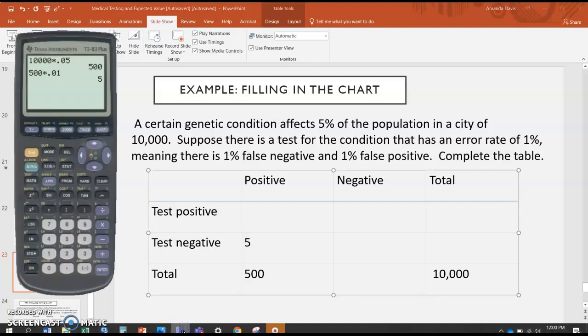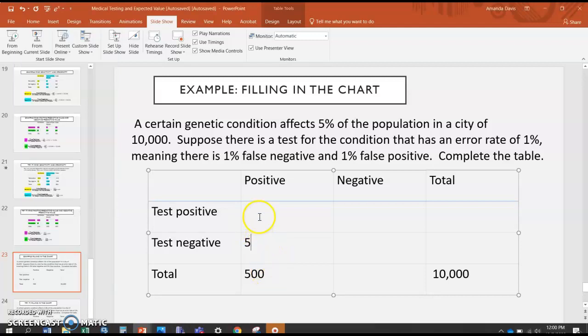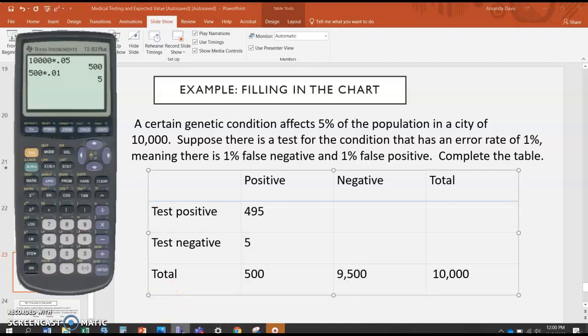As we move through this chart, we can find the missing pieces once we have 2 in a row or 2 in a column. So in this case, I have 500 that are total positive, and then the true positives would be 500 minus the 5. So here I know I can put 495. And here we had 10,000 as our total population, 500 are positive. That means 9,500 are negative. So we filled in 5 of our pieces here.